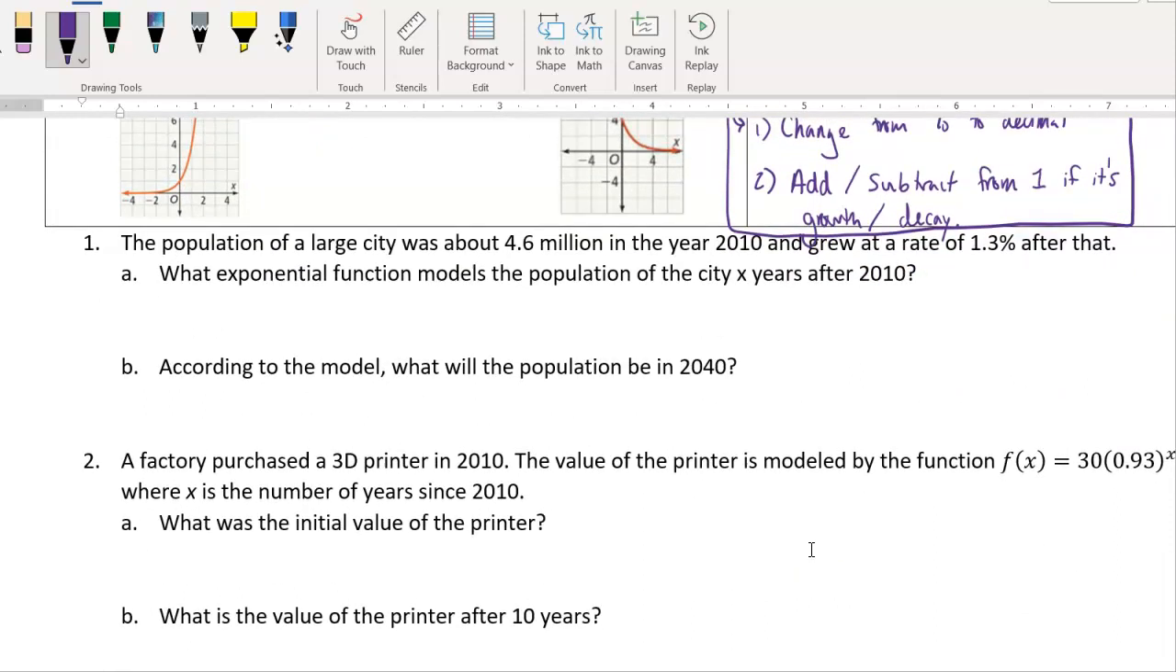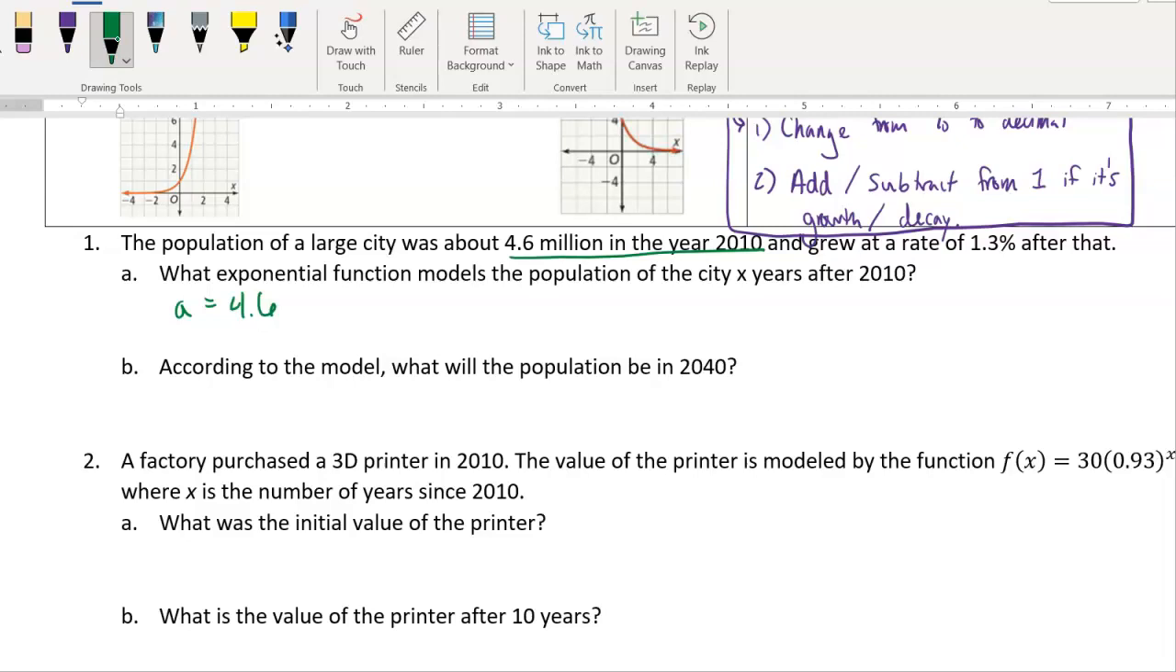It says the population of a large city was about 4.6 million in the year 2010 and grew at a rate of 1.3% after that. What exponential function models the population of the city x years after the year 2010? All right, so 4.6 million is the starting amount. That's what we're basing it on. We're not going to write that as actual millions, so we're not going to do a ton of zeros. We would just say a represents 4.6, knowing that when we get an answer, it's in terms of millions.